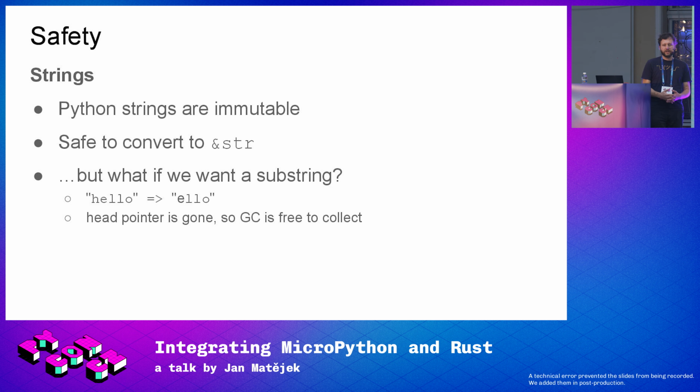What about strings? Python strings are immutable, so I can just take them from Python into Rust, and still have some guarantees that they are unique, they are immutable, and it's safe to convert them to the ampersand str, which is Rust's native string type. But what if we want a substring? If I move the pointer by one byte, then the lower five bits are no longer zero, so the garbage collector will collect it from me.